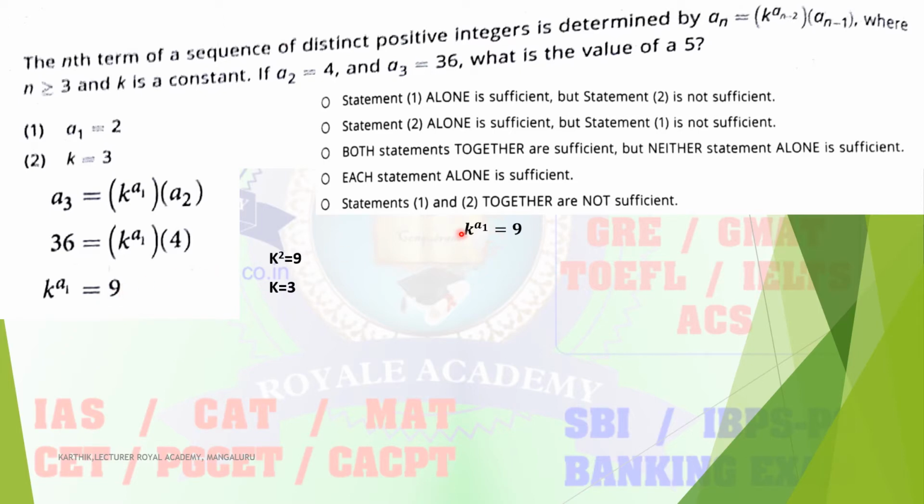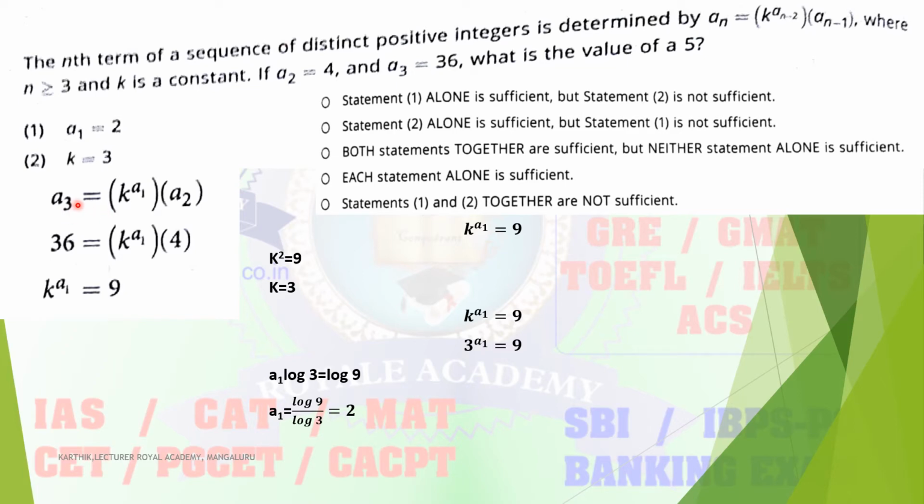Okay, next. From the first statement, what is given? a1 is equal to 2. That information is given, so from that you can determine the value of k is equal to 3. So once you know the value of k as well as a1, you can easily determine the value of a5.